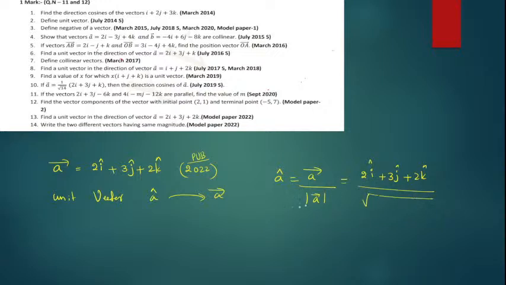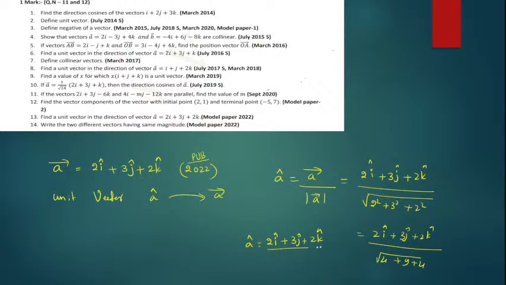So a equal to 2i plus 3j plus 2k cap divided by its magnitude. I already told you how to find its magnitude. That is simply 2 square, 3 square, again 2 square. So you will get 2i cap plus 3j cap plus 2k cap divided by square root of 2 square is 4, 3 square is 9, again 2 square is 4. You will get your a cap as 2i cap plus 3j cap plus 2k cap divided by square root of 17, since 4 plus 9 is 13, 13 plus 4 is 17. This will be the unit vector in the direction of the given vector.